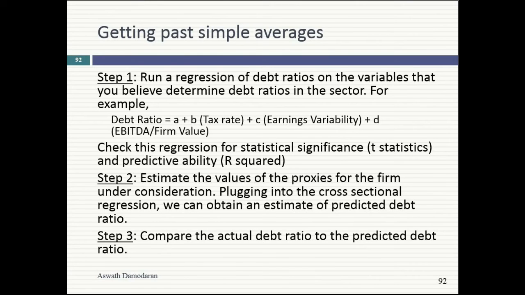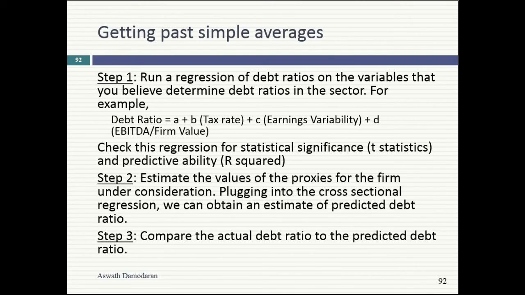But if you find, for instance, across these companies that high tax rate companies have high debt ratios, high risk companies have low debt ratios, you know what you can do? You can take your company's tax rate. If you're Ryanair, take your company's tax rate, your company's earnings variability, and your company's cash flow, plug it into the regression, and you will get a predicted debt ratio for your company. You see, no way it's going to happen.